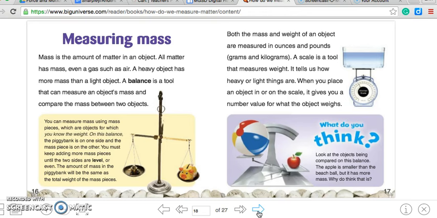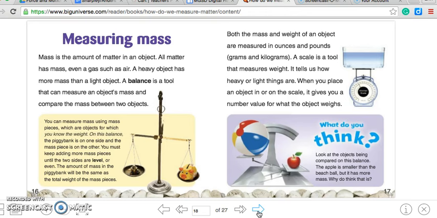Measuring mass. Mass is the amount of matter in an object. All matter has mass, even a gas such as air. A heavy object has more mass than a light object. A balance is a tool that can measure an object's mass and compare the mass between two objects.